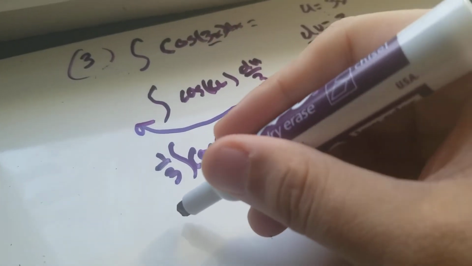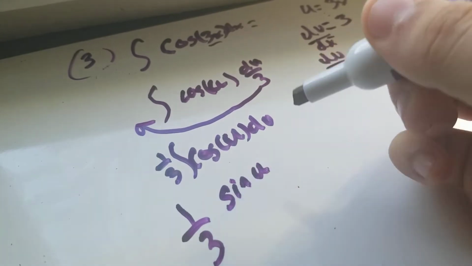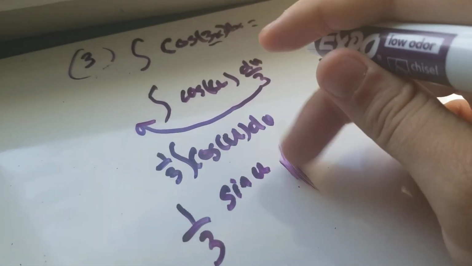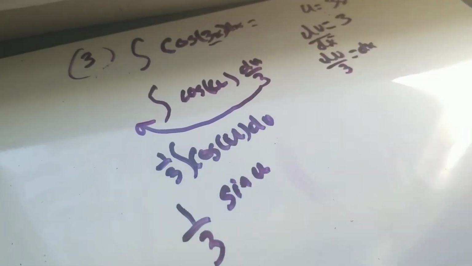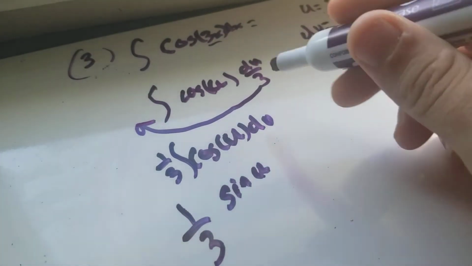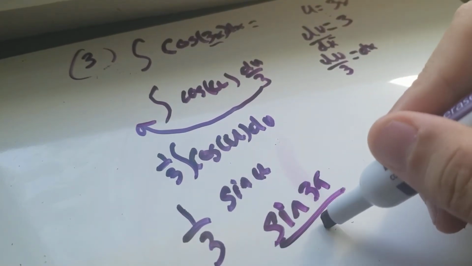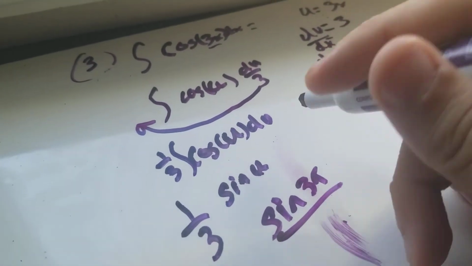Is, yep, positive sine u. So 1 over 3 sine u. There's no du anymore because we integrated it already. So then we just have to plug in the constant. So it becomes sine 3x over 3, I apologize.